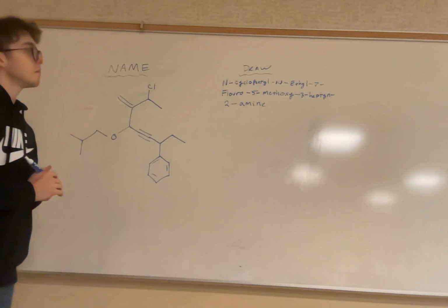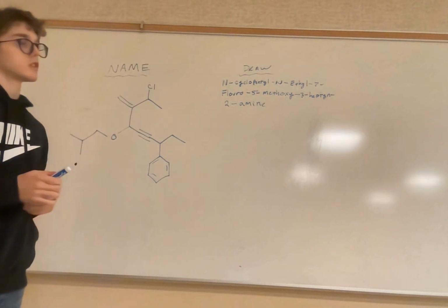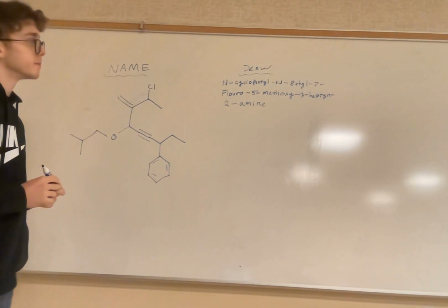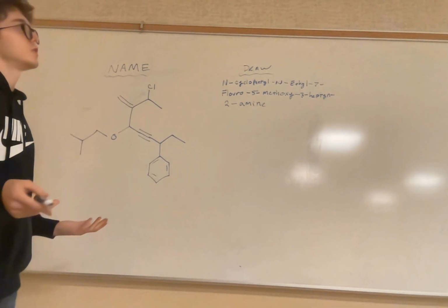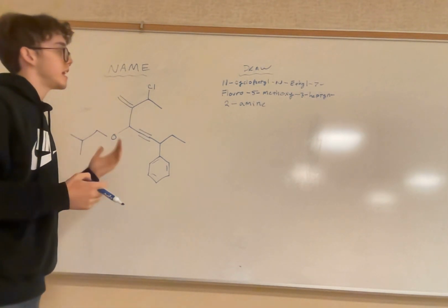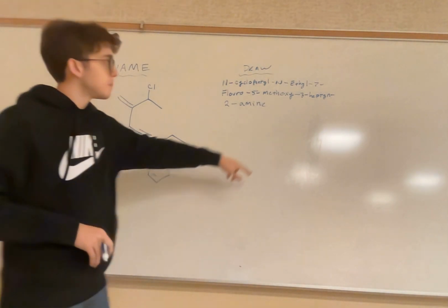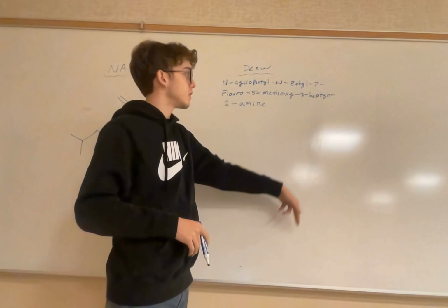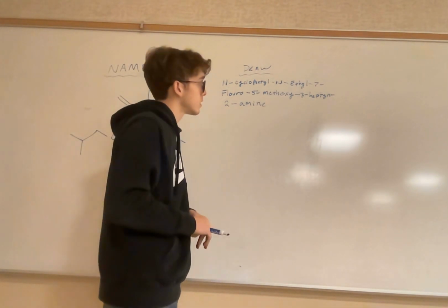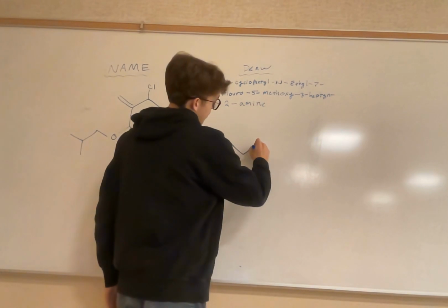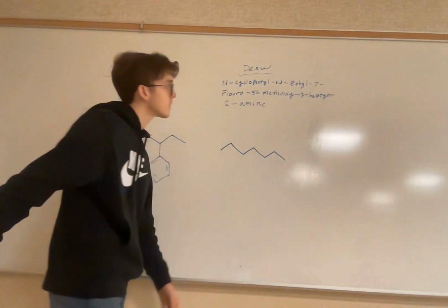Okay, so I'm gonna go with the drawing first because I'm the artistic type. I don't really like naming, so how I approach these problems is I look at the name and I go for what's the parent chain gonna look like. I see hept here and we know hept means 7, a 7 carbon chain parent. So we can draw that in right away. So we'll go 1, 2, 3, 4, 5, 6, 7.